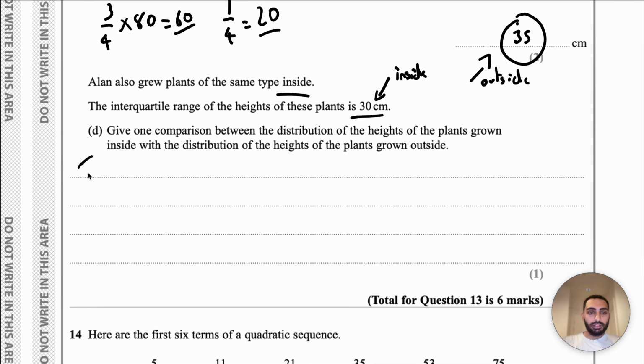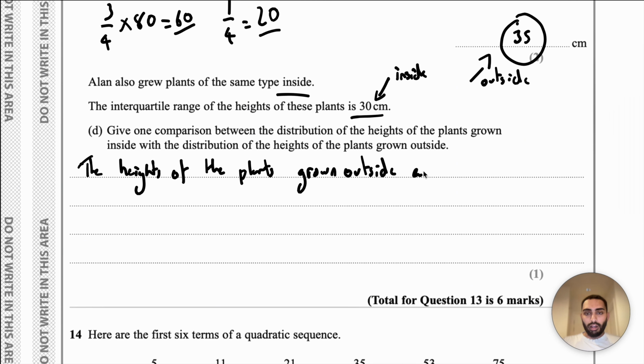So we can say the heights of the plants grown outside are more varied because there's a greater interquartile range, as the interquartile range is greater.